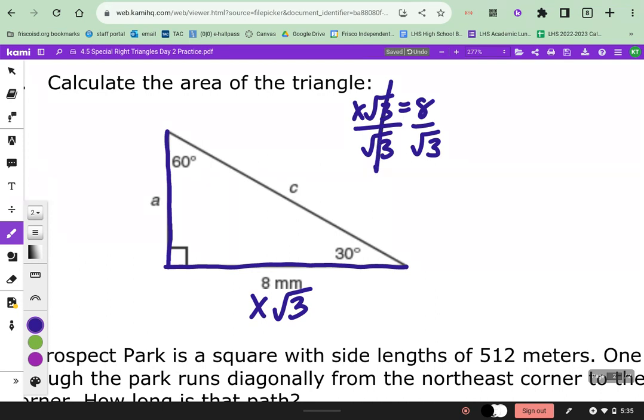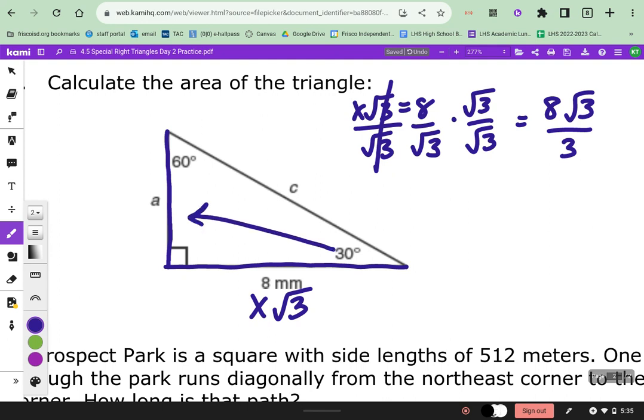So I'm going to rationalize, multiply by root 3 over root 3, and get 8 root 3 over 3 is x. Okay, so my a side, which is across from 30, and remember x is always across from 30, so a is 8 root 3 over 3.